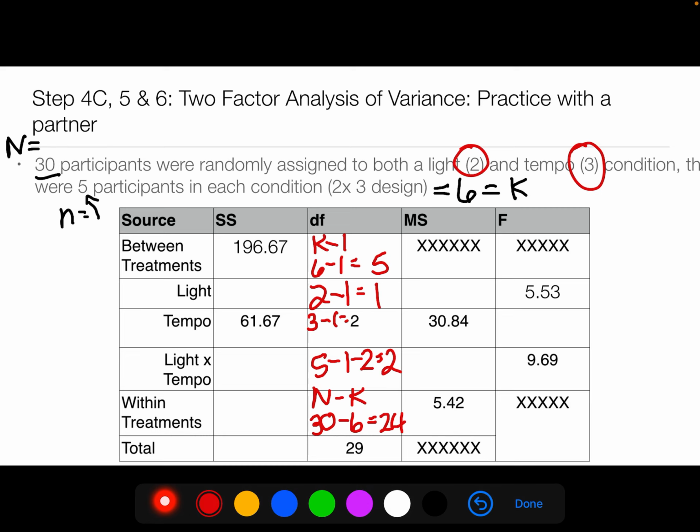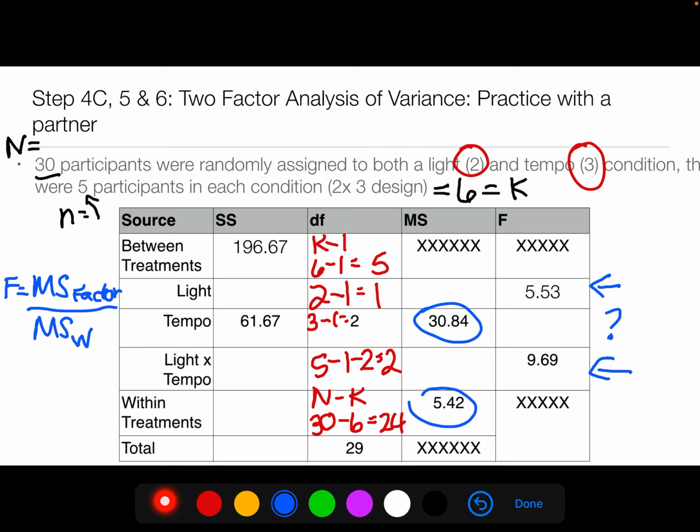The next place that I like to look at is what do we have for F? Again, depending on how different problems are set up, you may need to start in different places to figure out how these all work together. But here I have 2 F ratios given to me. So I have my F ratio for these, and I don't have my F ratio for tempo. But I have everything I need for my F ratio for tempo. If you remember, F is equal to mean squared for the factor divided by mean squared within. So I have mean squared for the factor, I have mean squared within. So all I'm going to need to do there is do that math.